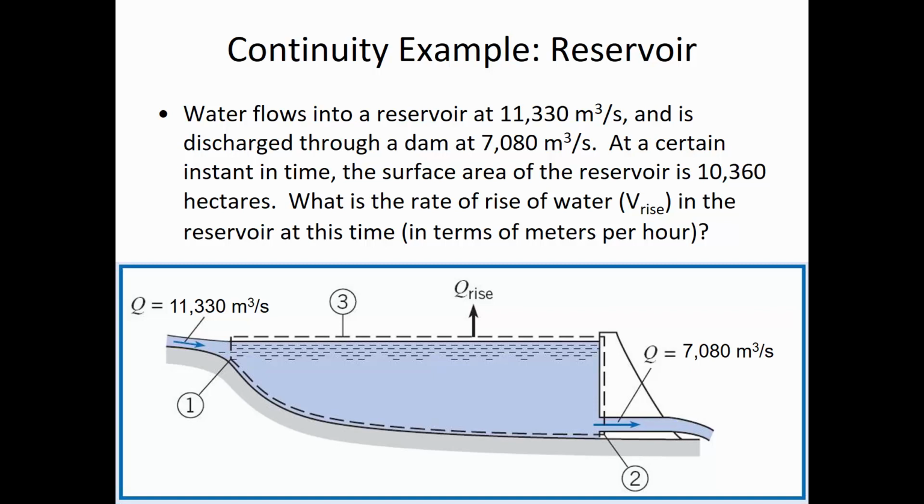But at this moment, there is 10,360 hectares. And that's not a unit that most of us are probably familiar with, hectares. Anybody know what that is? It's 100 meters, maybe you are familiar, by 100 meters, so that's 10,000 meters squared. So what I'd like you to do is, just to refresh your memory on how this stuff works, find what is the velocity that it's rising in terms of meters per hour.